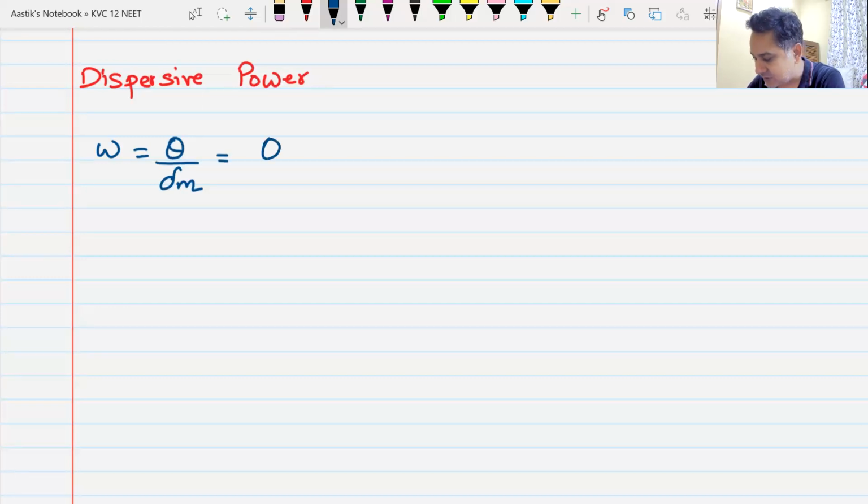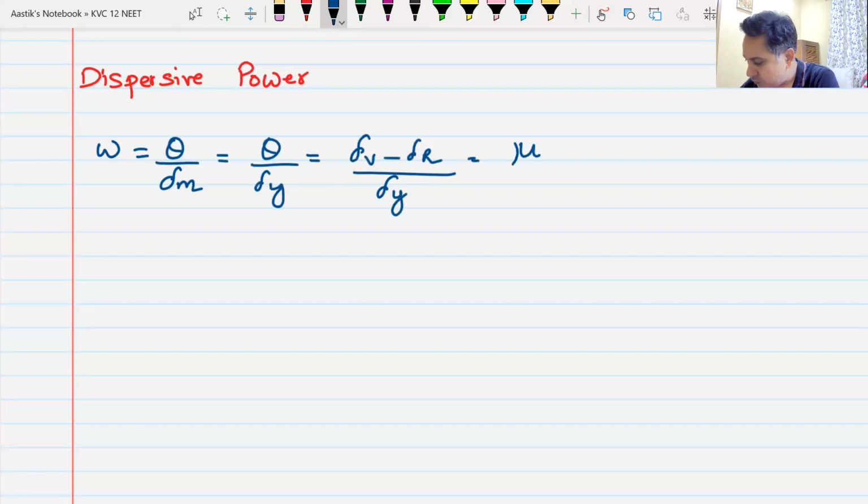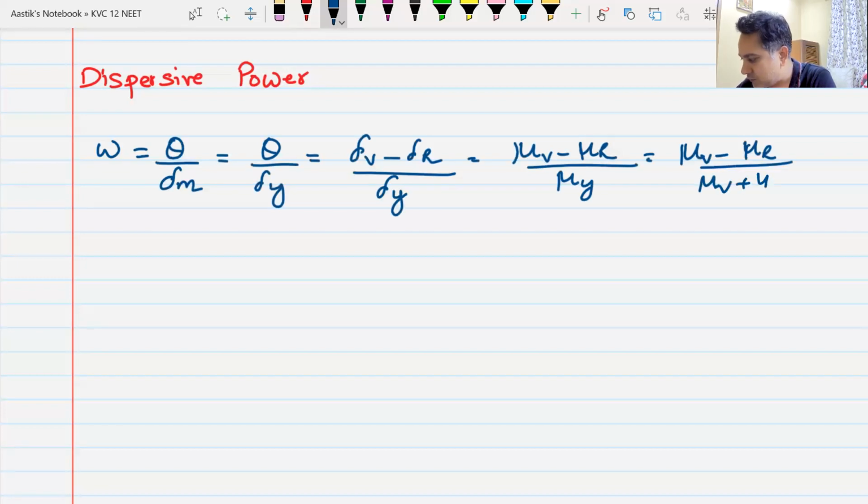Or you can write it as theta by delta y, or as (delta v minus delta r) by delta y, or as (mu v minus mu r) by mu y, or you can also write it as (mu v minus mu r) divided by (mu v plus mu r) by 2 if mu y, mu yellow, is not given. Do we understand this? Yes, sir.